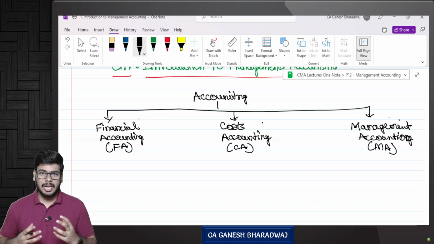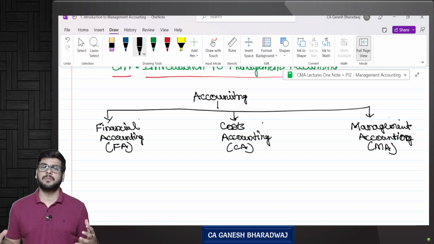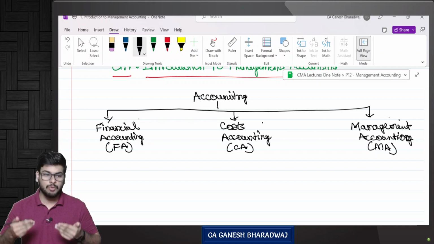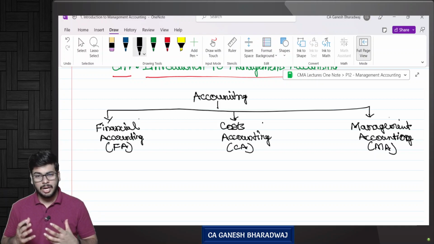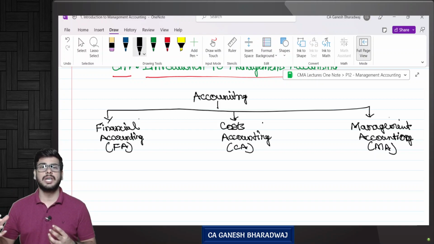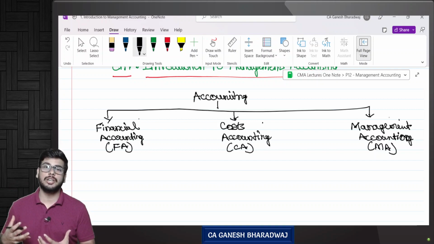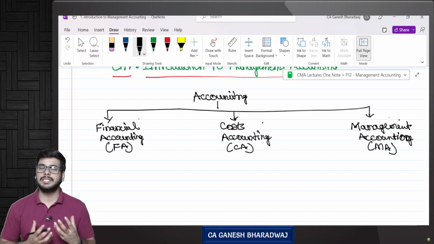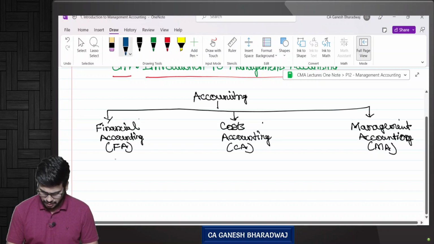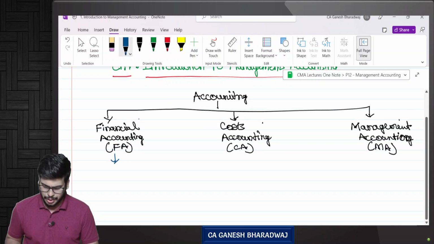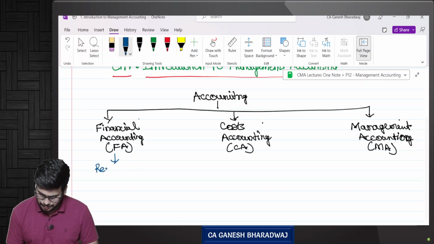So first, let us understand what each of these branches of accounting does. That's when you will be able to appreciate the importance of management accounting. What is the exclusive thing that management accountants generally do in their real life? Only if you know that, you will be able to understand what we are going to do in this subject, management accounting.